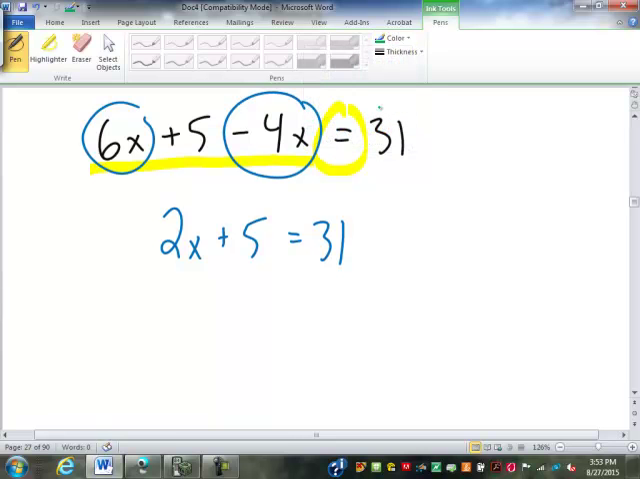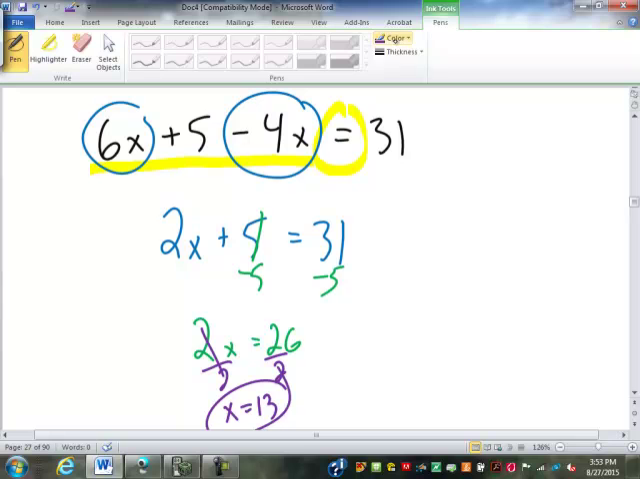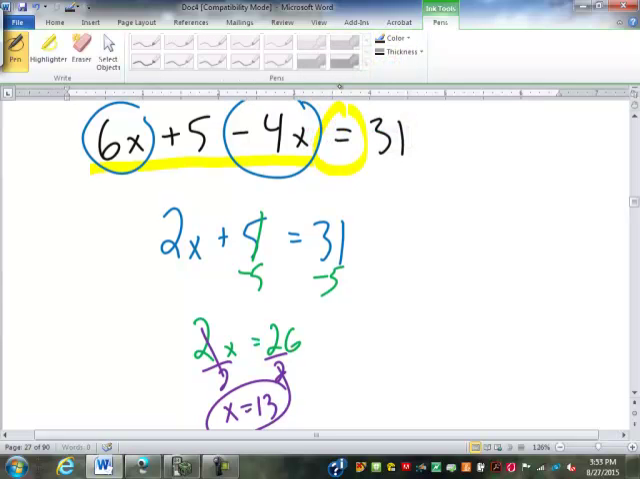What do I do from there? Subtract 5. 2x is 26. And then divide by 2. X equals 13. Any questions?